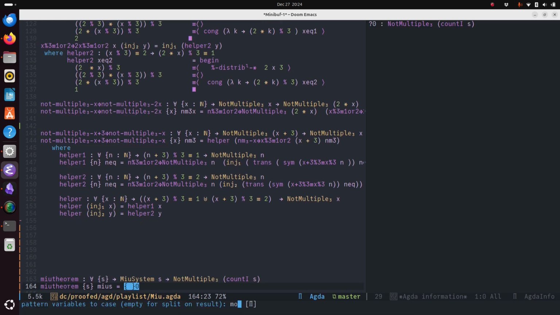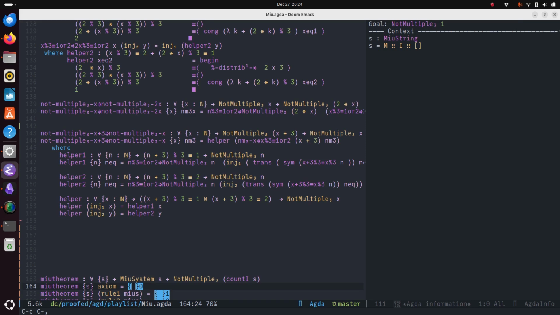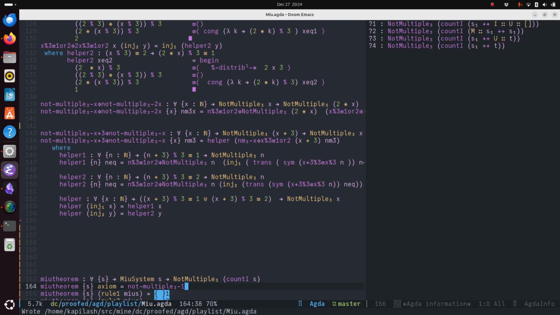I'll expand on the MIUS. So in order to prove the theorem for the axiom, we need to prove that 1 is not a multiple of 3, which we have already done earlier with a small lemma. So let me reuse that here. Right, so our theorem is proven for the axiom.